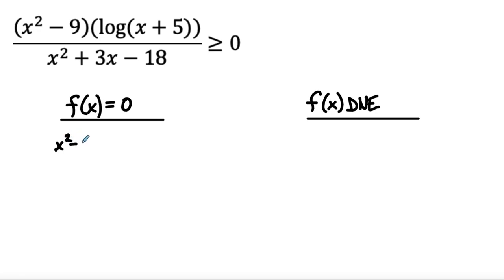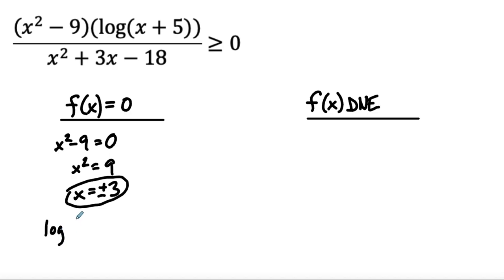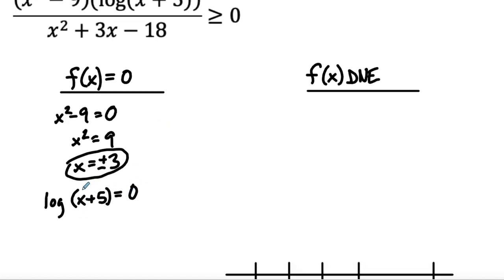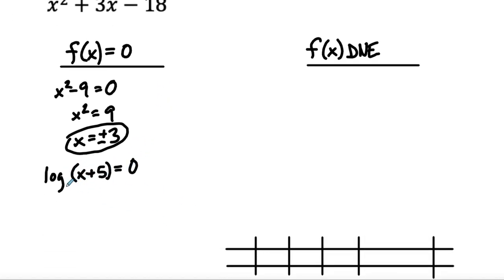x squared minus 9 equal to 0. Well, that's going to give me x is equal to plus or minus 3. And then the harder one to see is where log of x plus 5 equals 0, right? So we got two answers here, and we'll be putting that on a number line in a second. As you can see, this one's going to have a lot going on, so you want to organize your work on a number line to make sure you can solve it properly.